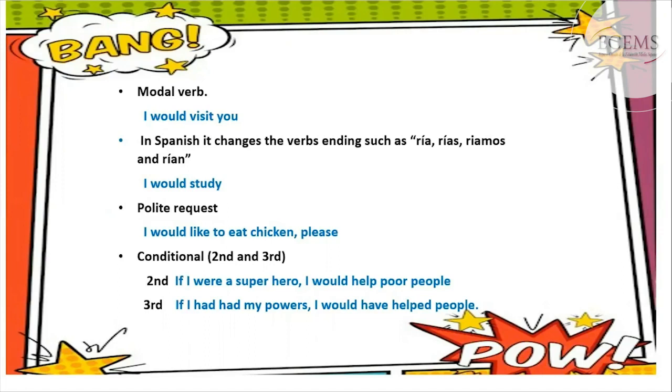Conditionals. Second conditional. If I were a superhero, I would help poor people. Si fuera un superhéroe, ayudaría a la gente pobre. Third conditional. If I had had my powers, I would have helped people. Si hubiese tenido mis poderes, hubiese ayudado a las personas.